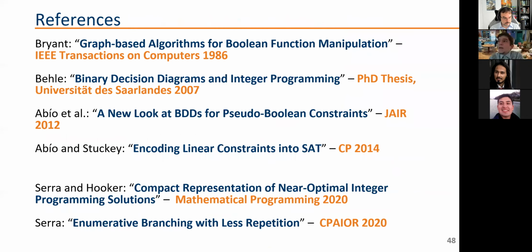So with that said, here are some of the main references. Some of the classic papers, especially preliminary work leading to what we did. And at the bottom, you can see the two papers that I described here. The paper with Professor Hooker and the other paper that I worked on my own after finishing the PhD. And with that said, thank you very much for your time.